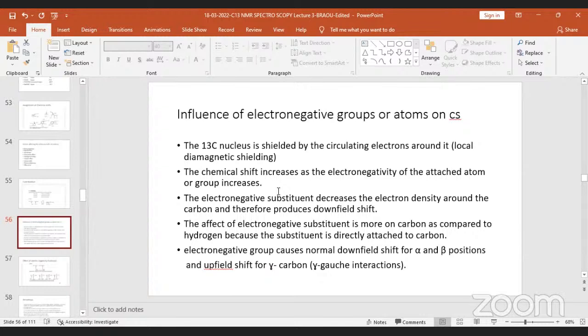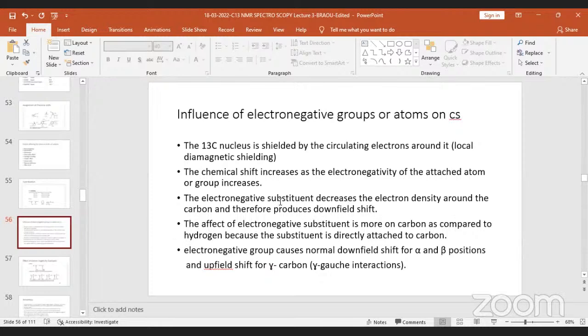Similarly, you compare with methyl fluoride. Which one will be more downfield among these three? Definitely methyl fluoride, because fluorine is more electronegative. So that is what I am showing you. The more the electronegativity, the more the downfield shift. That is the general rule. The electronegative substituent decreases the electron density around the carbon, and therefore produces downfield shift.